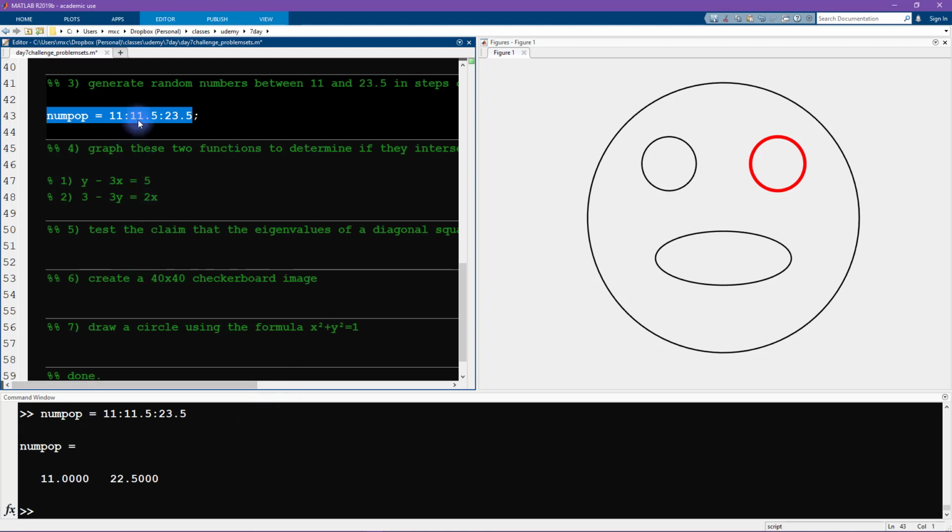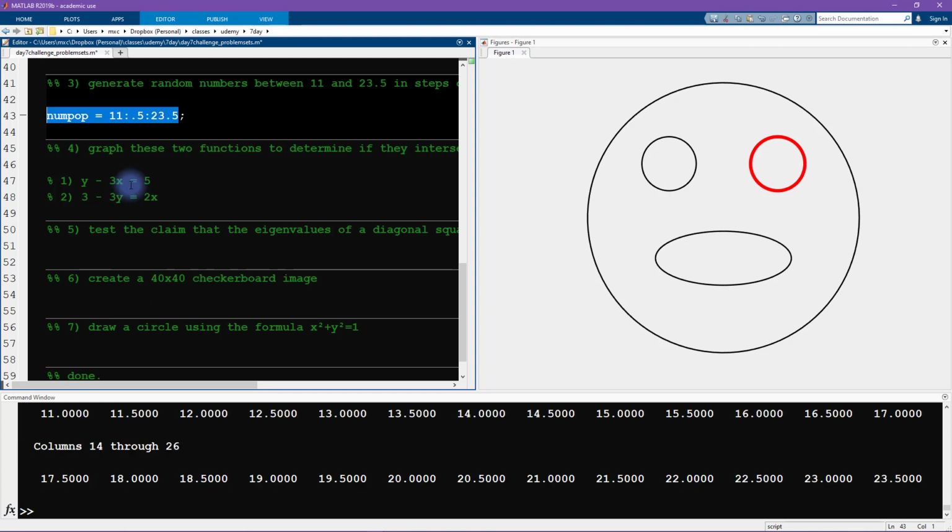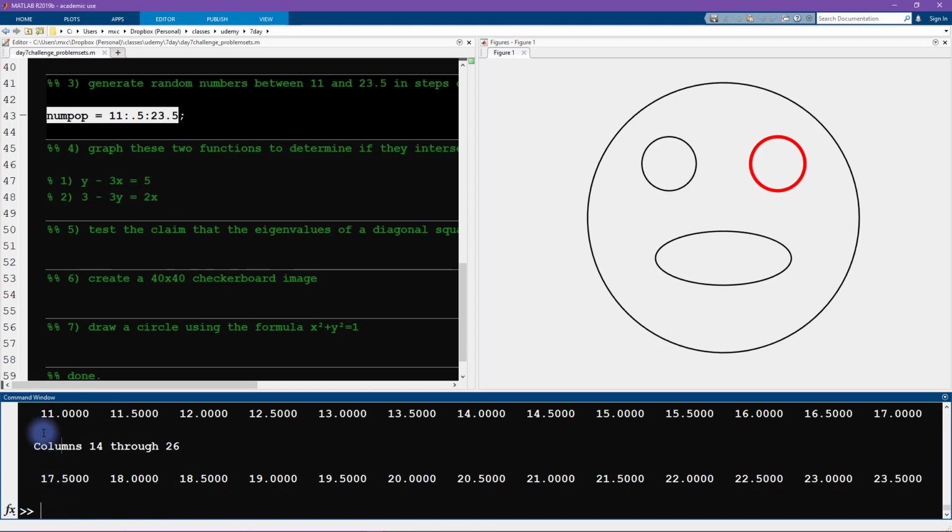Nope, not like that, sorry. I don't know why I wrote 11.5. This is in steps of 0.5. Here we go. This looks better. So now you can see we start off at 11 to 11.5, 12, 12.5, and so on up to 23.5.